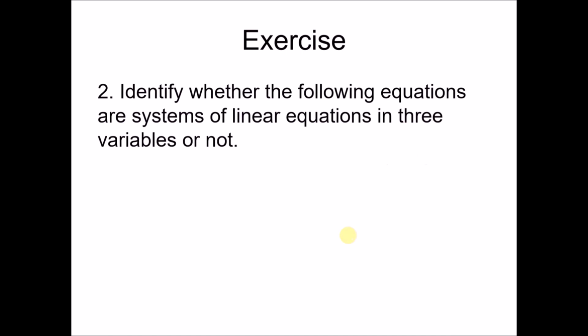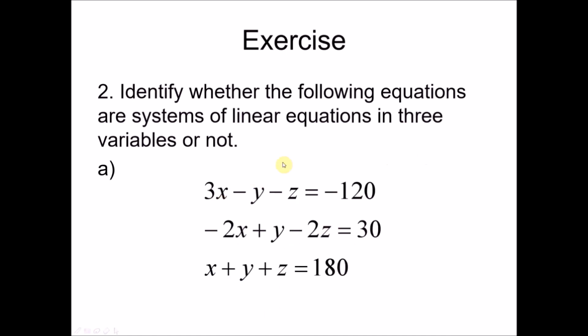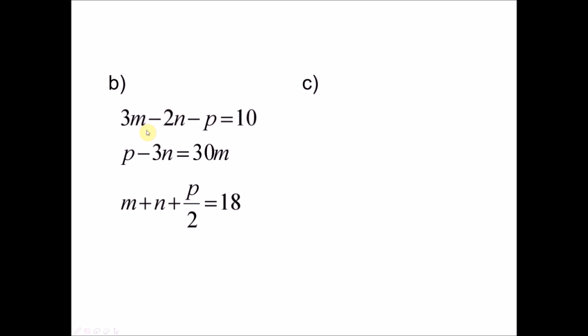The second part is to identify whether the following equations are systems of linear equations in 3 variables or not. You are now given a set of 3 equations. We try to determine whether they are a system of linear equations. So we need to check whether all the variables here are linear, meaning the highest degree is 1. You see x highest degree is 1, y highest degree is 1, z is 1. So all three of these are linear equations in three variables, hence this is a system of linear equations in three variables. Now try to look at the next one.